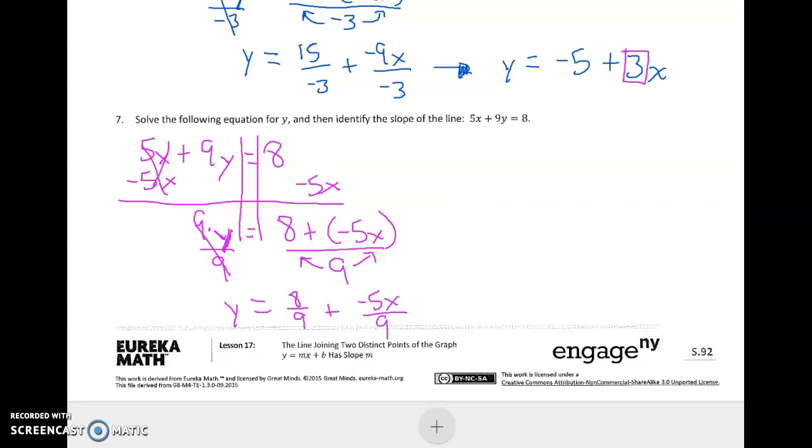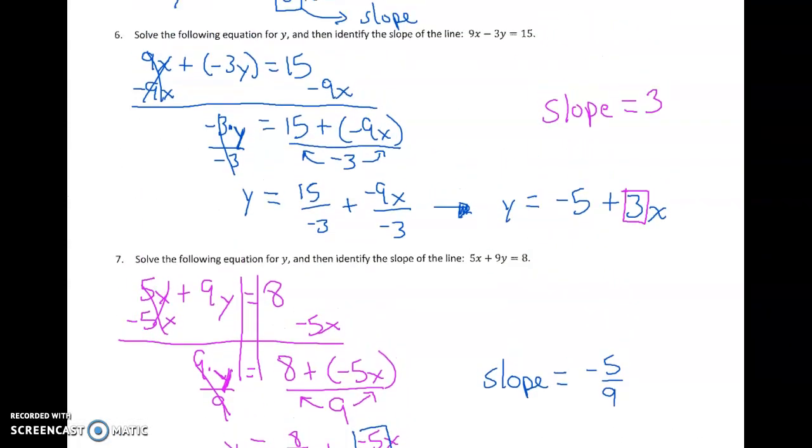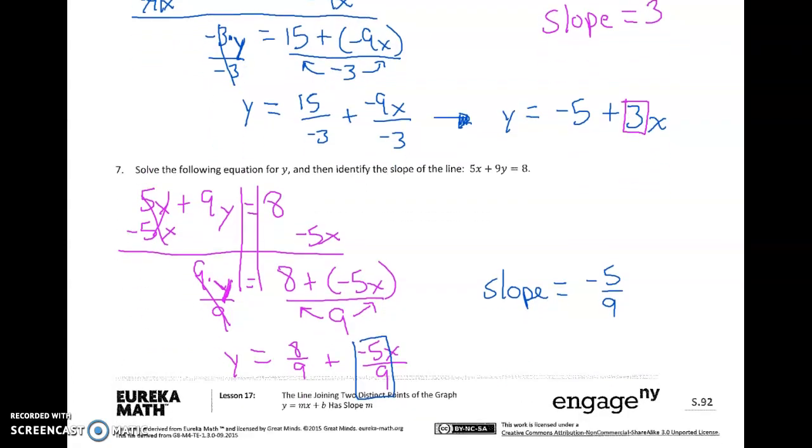You can make this into decimals, but honestly, you really don't have to. You can just leave it like this. And our slope is going to be whatever the coefficient of x is. So in this case, it's going to be a negative 5/9. So big takeaways: if you can write an equation, like these were in standard form, and solve them for y, you now have an equation written in slope-intercept form. And from slope-intercept form, we are able to quickly and easily pick out what our slope is.